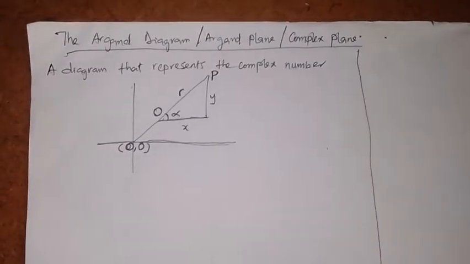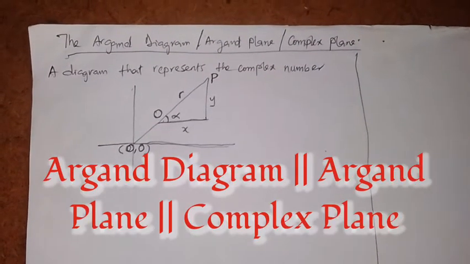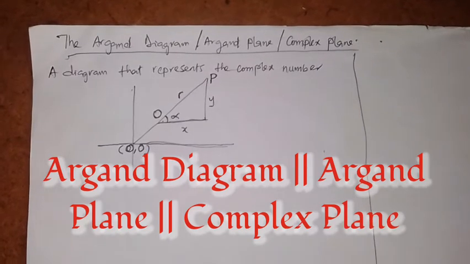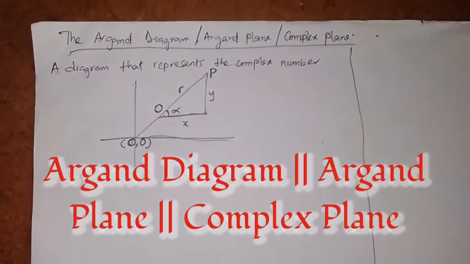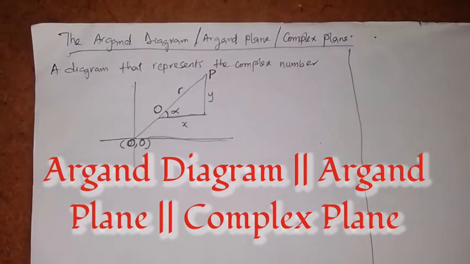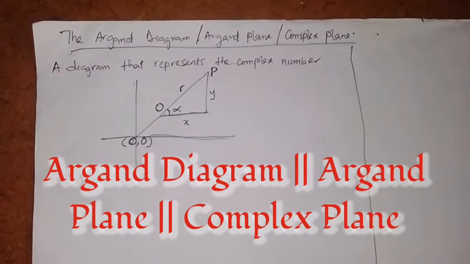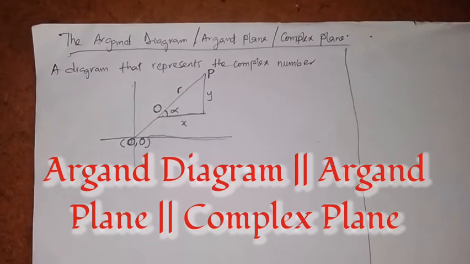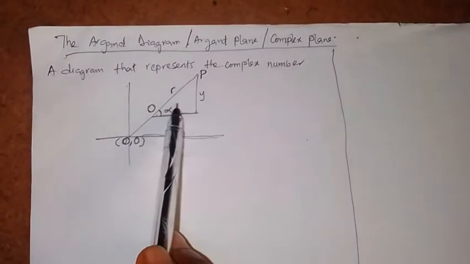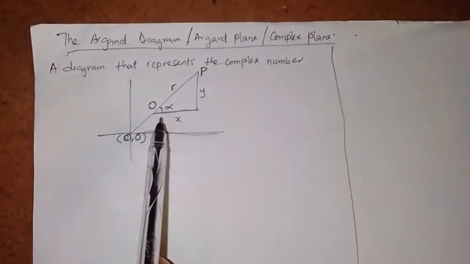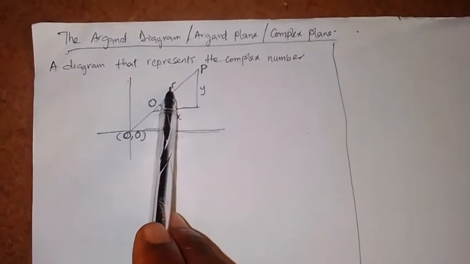In today's class, we'll be looking at the Argand diagram, which is also called the Argand plane, or the complex plane. The Argand diagram is a diagram that represents complex numbers. Any diagram that represents a complex number is called an Argand diagram.